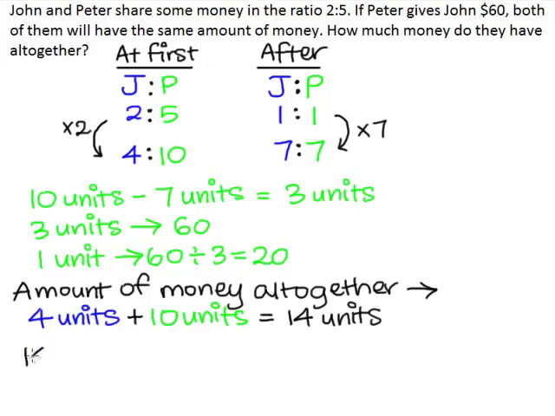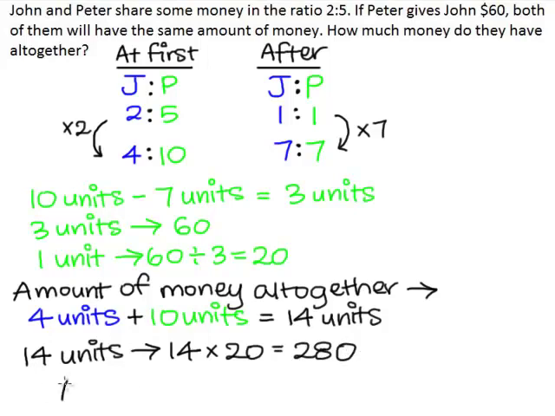And to find the value of 14 units, we will take 14 and multiply 20, which we have found to be the value of 1 unit. 14 times 20 will give us 280. And here we have found our answer. They have $280 altogether.